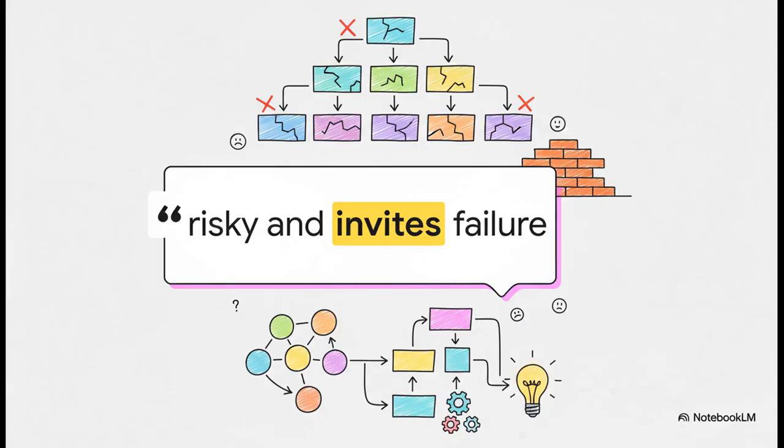And this brings us to the most ironic twist in this whole story. Remember Winston Royce, the guy who made the model famous? Well, he never, ever said it was a good idea. In his original paper, he called this strict one-way process risky and invites failure. His entire paper wasn't about promoting this model, it was about how you had to change it and add feedback loops to make it even remotely workable.